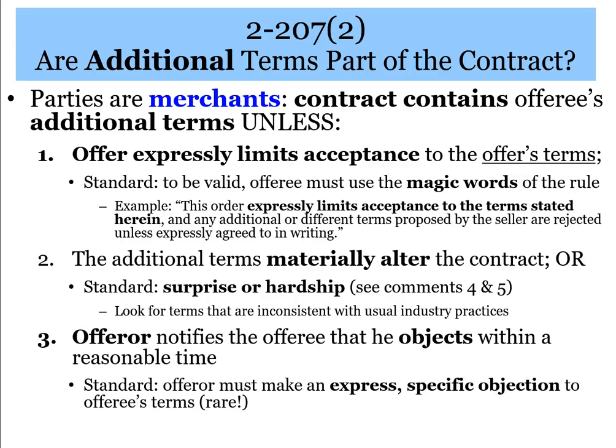The third way in which an additional term might be left out of the contract is if the offeror notifies the offeree that he objects to that term within a reasonable time. The standard here for an objection is that it must be an express, specific objection to the offeree's term. This rarely happens, again, because no one is reading the forms.